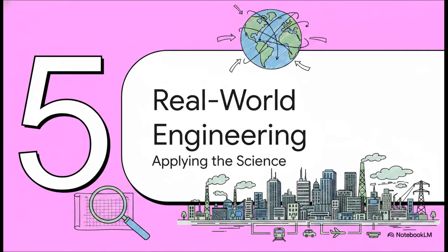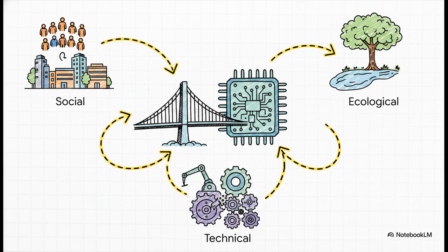Okay, time to execute our final zoom out. Section 5, Real-World Systems Engineering, Applying the Science. Bringing everything back to the practical real world to answer the ultimate why this matters question. Engineered systems operate within interconnected social, ecological, and technical environments. I can't emphasize this enough. Engineering never happens in a vacuum. Every single project, every system designed, impacts and is impacted by the social structures around it, the ecology it sits in, and the other technical systems it interfaces with.